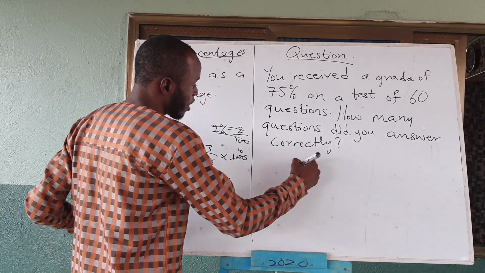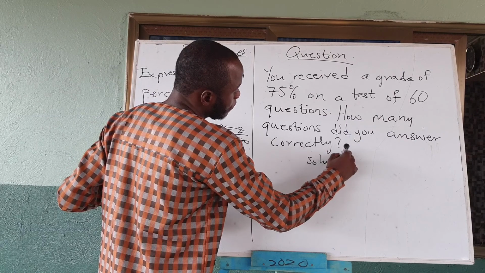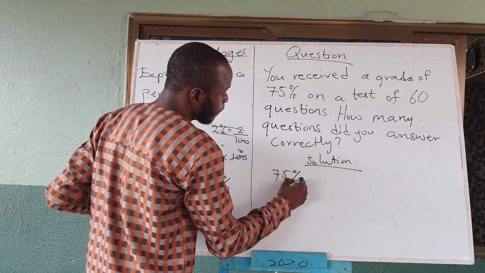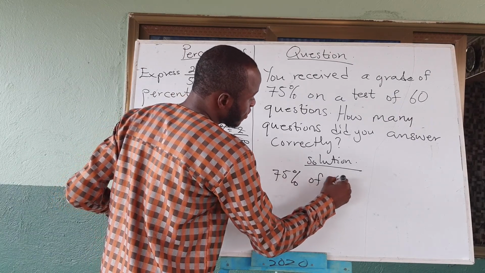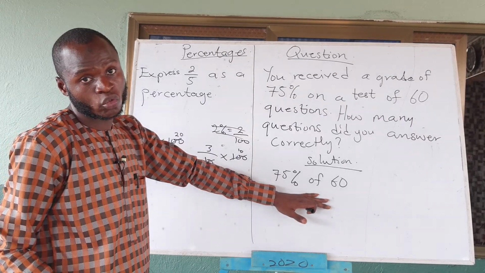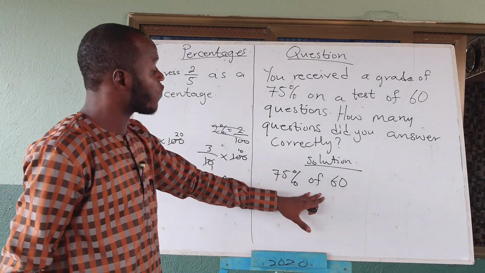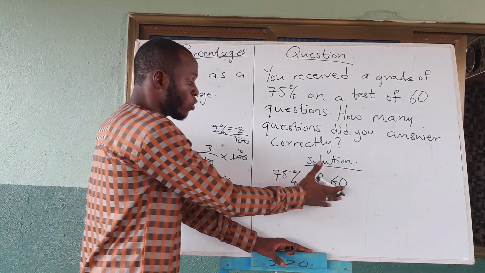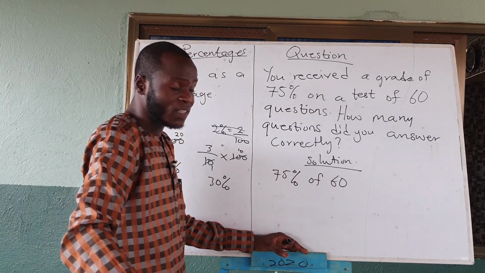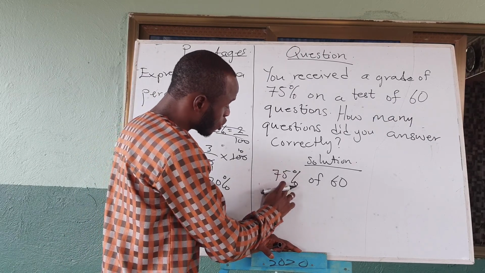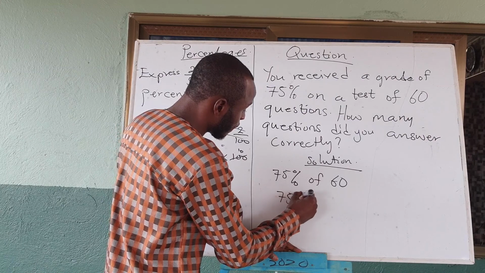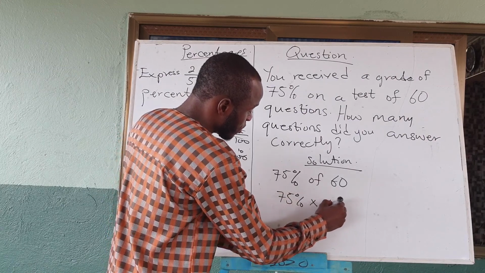Now it is asking us to find what? The 75% of 60. Okay, that is what the whole of this question is asking us to do. Now let's see, 75% of 60. This word "of" has a special meaning in mathematics. When you see 75% of, when you see "of", it means what? Multiplication. So in other words, it is 75% times 60.